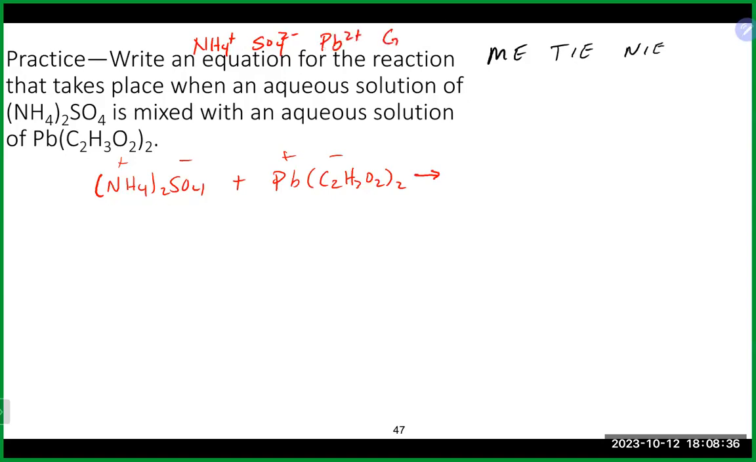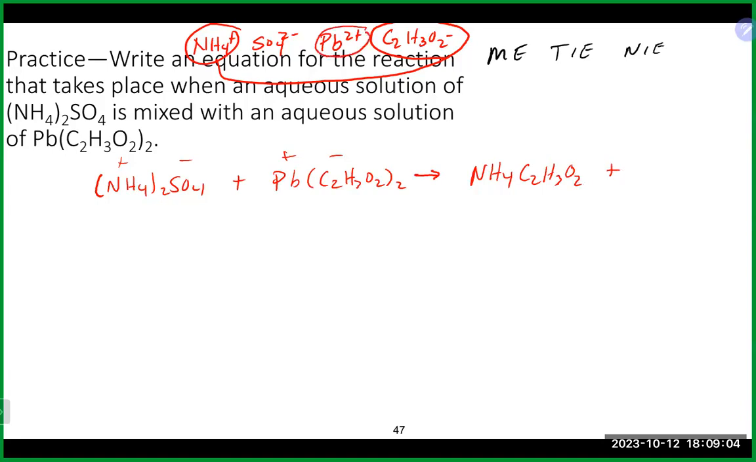And acetate, which has a minus one charge. So these are, again, the basic units that make up each of these things. So when we do our double exchange here, our positive here is going to go over here. So once again, we're putting together only a plus one and a minus one, which gives us the proper formula of NH4C2H3O2. Same thing over here.